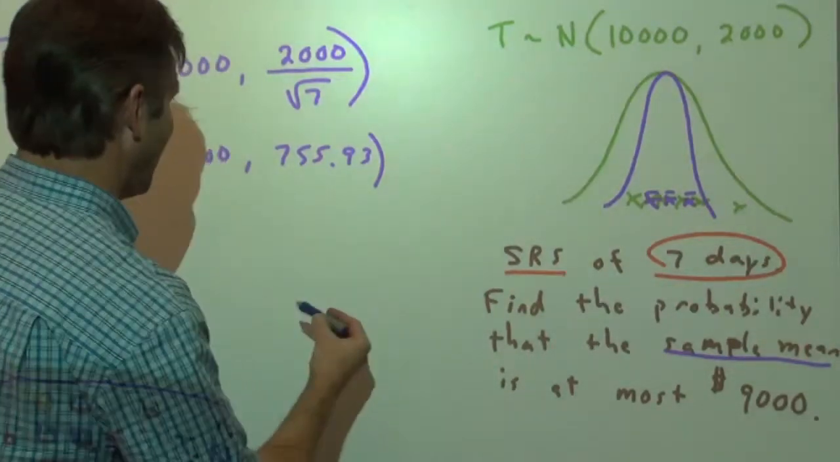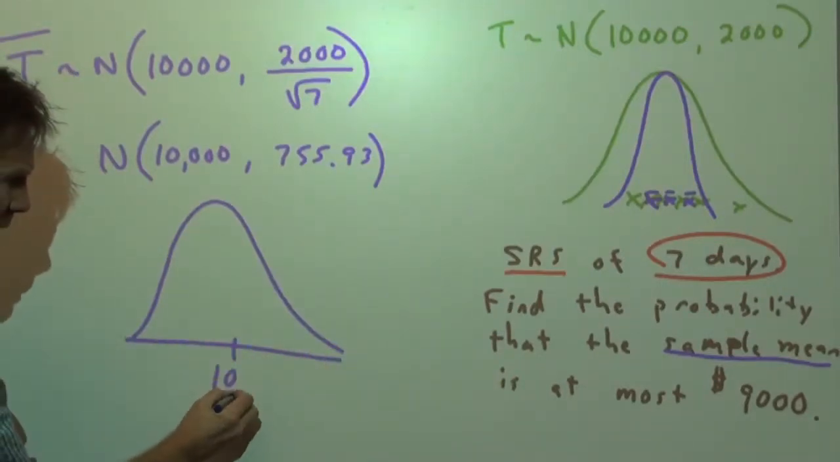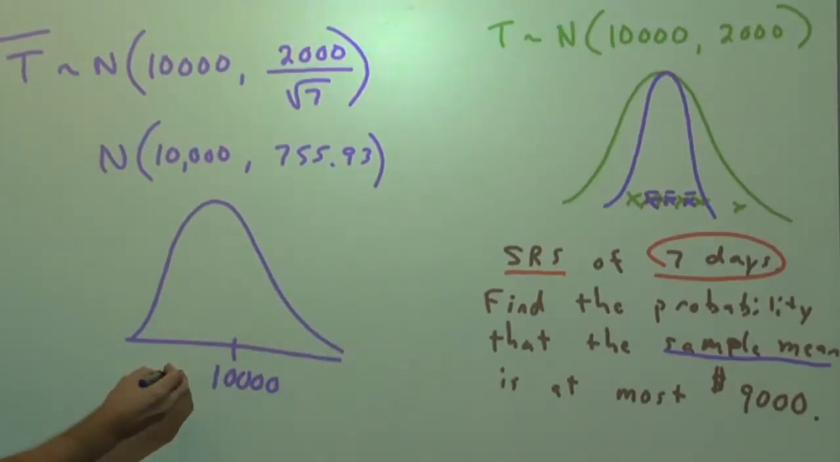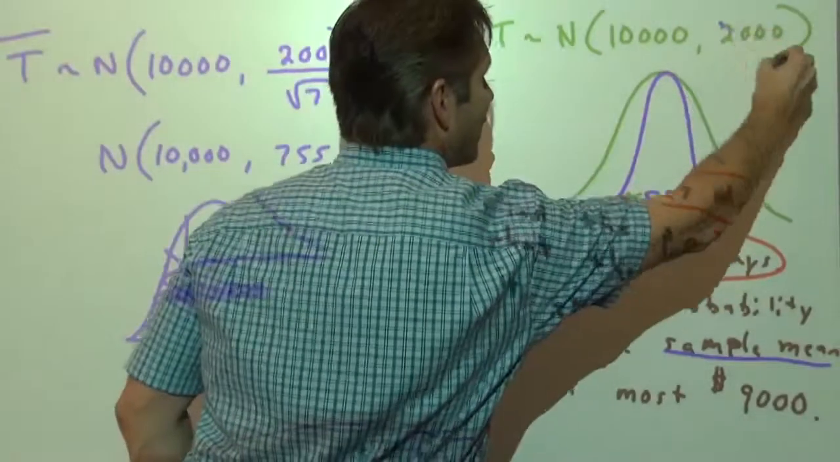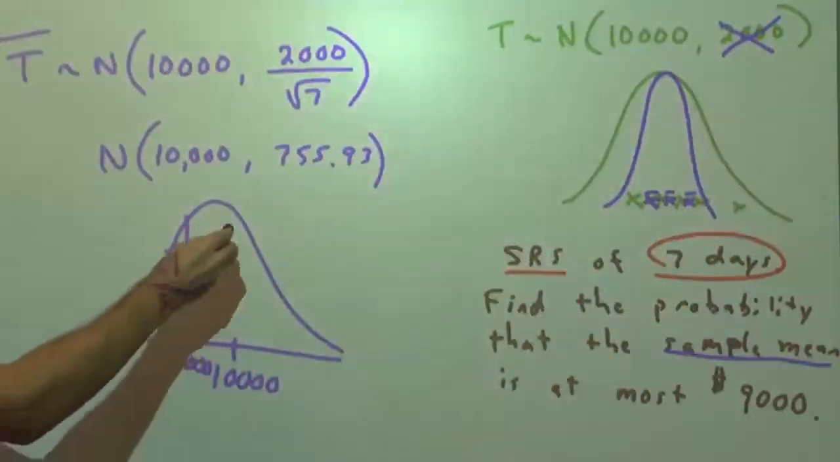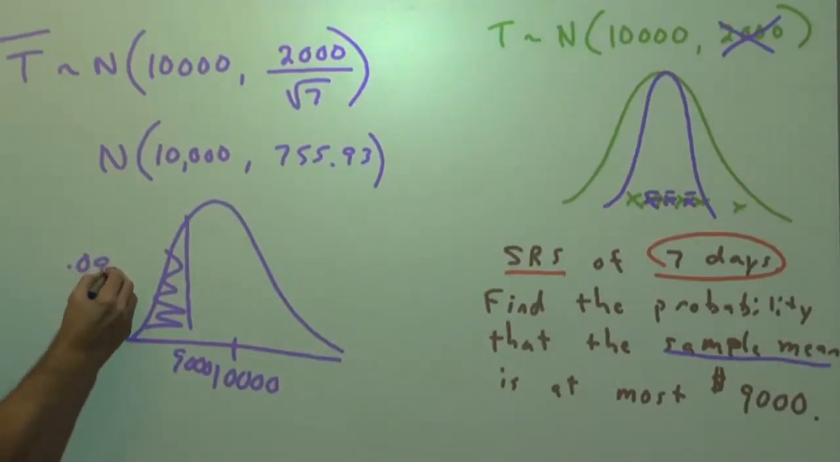So once again we say, okay, let's go here. We know that the sample means are distributed normally. 10,000 is our mean. We're talking about having at most 9,000. And we're no longer using that standard deviation because that's for one score at a time. We're using these parameters, so we go normal CDF, put all this information in here, and we get 0.0929.